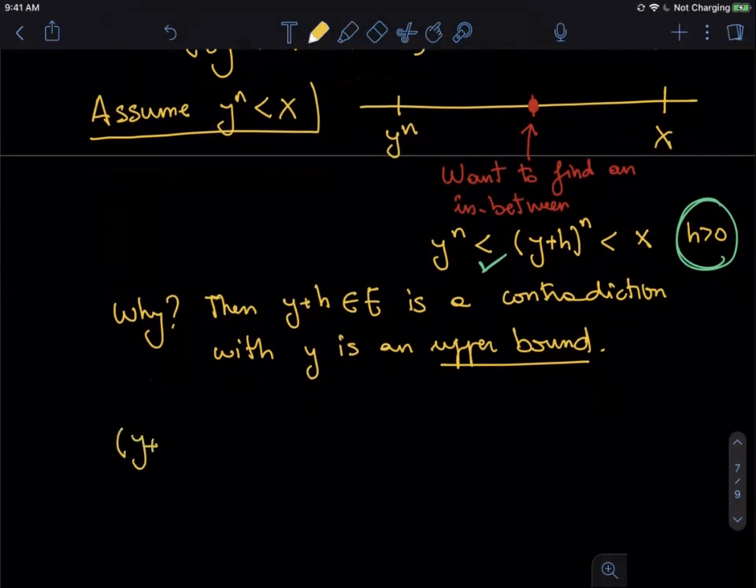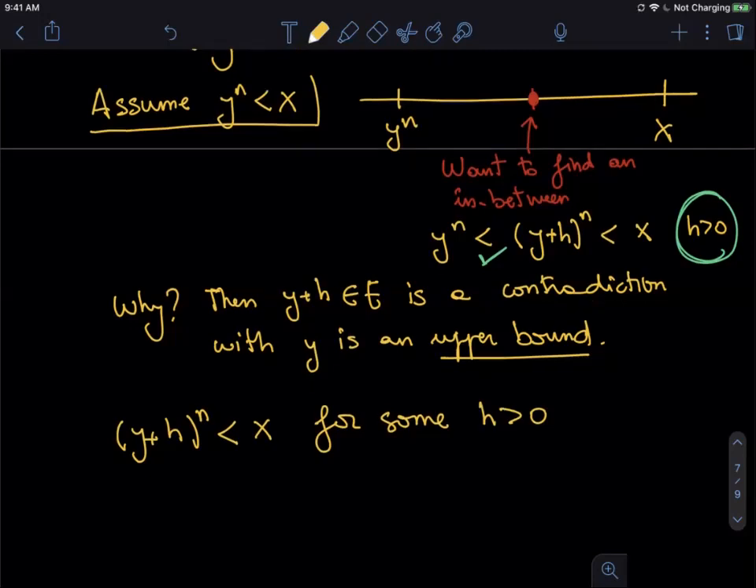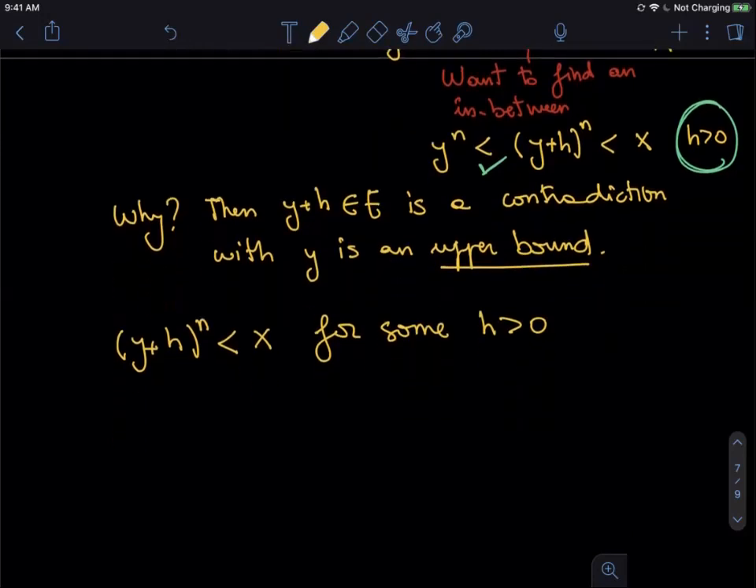We want to prove that (y plus 8) to the power n is less than x, and this for some 8 bigger than 0. So that's what we need to find, some 8 that works here. Now we are going to use a property. Because there is a sum y plus 8 and then a power n, we would like to use the expansion of a power of a sum somehow, some property related to that.